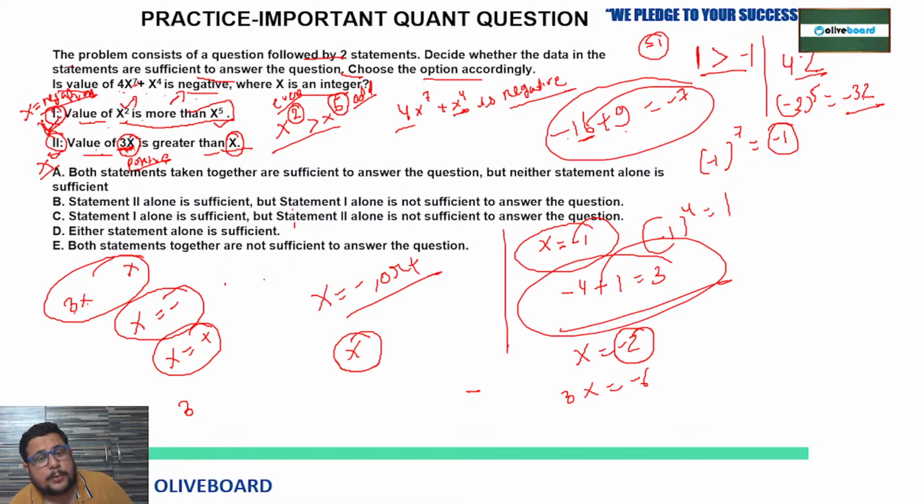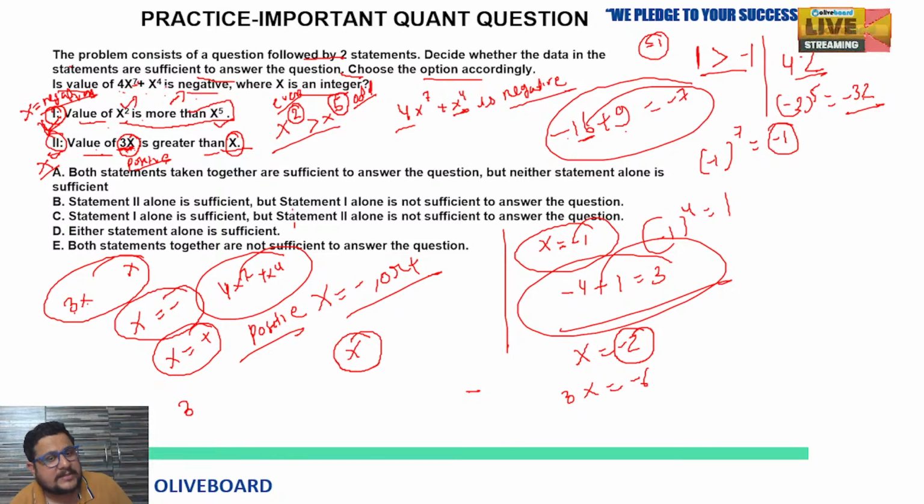So if x is a positive integer, then 4x to the power 7 plus x to the power 4 is going to be positive only. They were asking whether the value of this is positive, and as per the second statement we get a confirmation. And from the first statement, the value of x square is more than x to the power 5, we get confirmation that x is a negative integer. If negative integer, then 4x to the power 7 plus x to the power 4 is going to be negative.